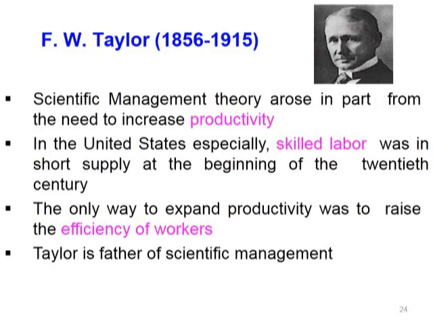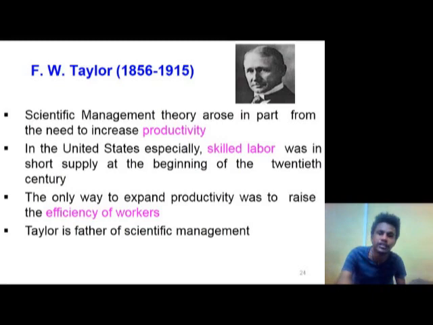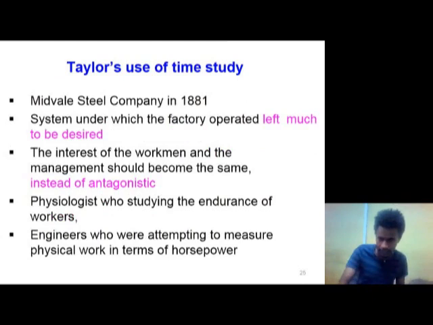In the 20th century, especially in the United States of America, skilled labor was in a very limited supply. Therefore, one of the main ways of solving this conflict is improving the efficiency of the existing workers. So productivity will improve. The other solution will be what? Giving training to the workers and improving the efficiency of the existing workers. That is the perspective of scientific management, which is the Frederick Taylor point of view.